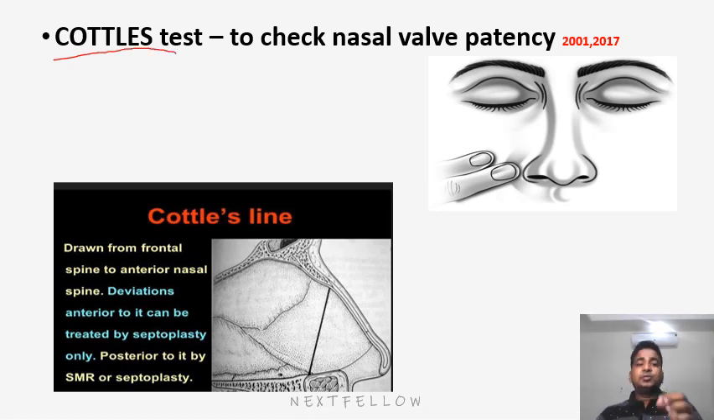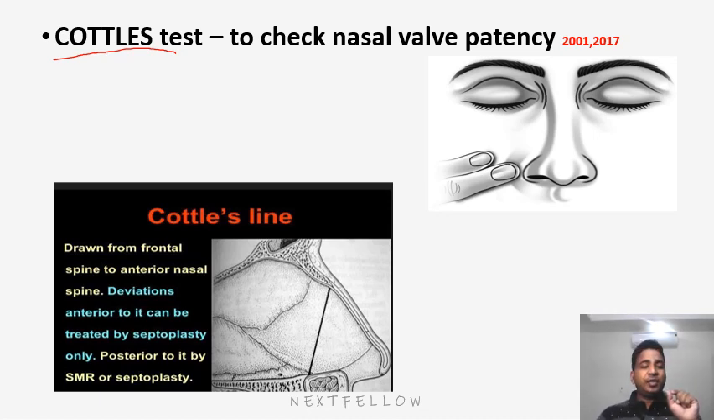This is a test to check the nasal valve patency. How do we do it? Just put your two fingers over the nasolabial folds. I put my two fingers over the nasolabial folds and I'll retract or push it laterally. If the patient feels any relief in the nasal blockage, or the blockage improves, that will tell whether the nasal valve is patent or not. So that's how this Cottle's test is done, and it is used for nasal valve patency.